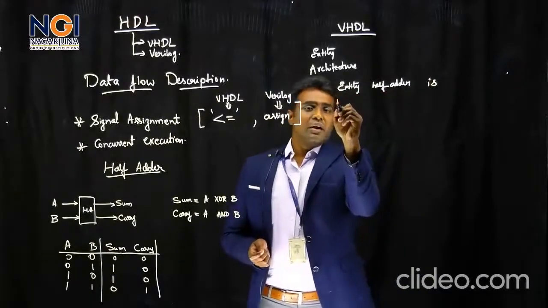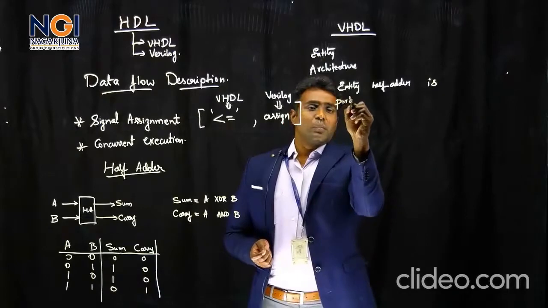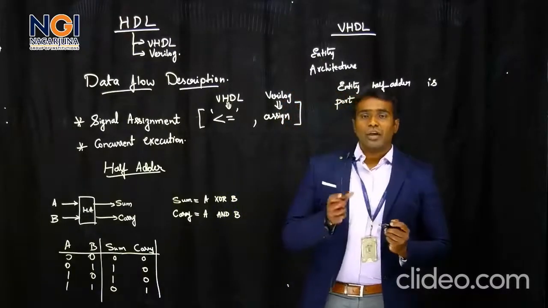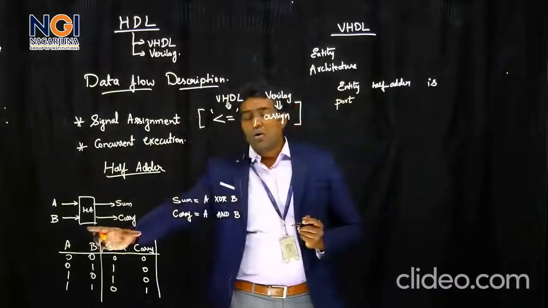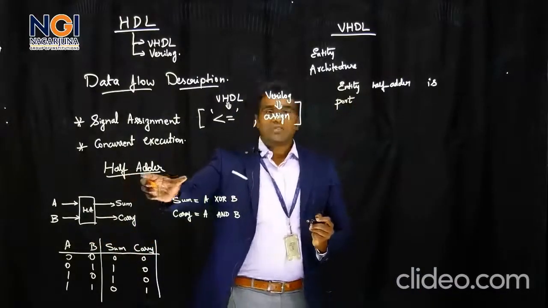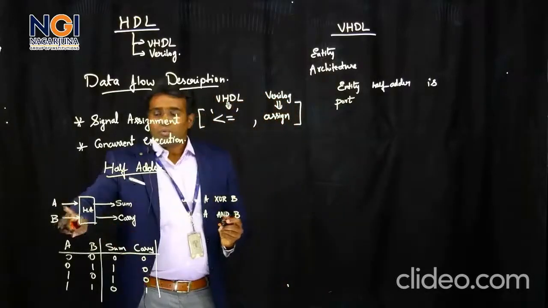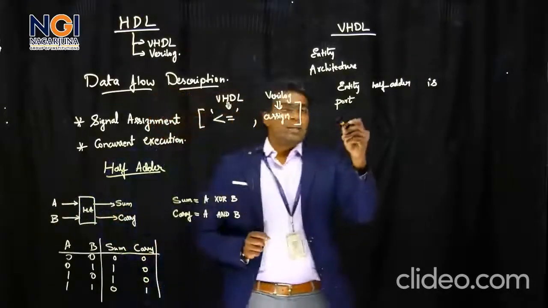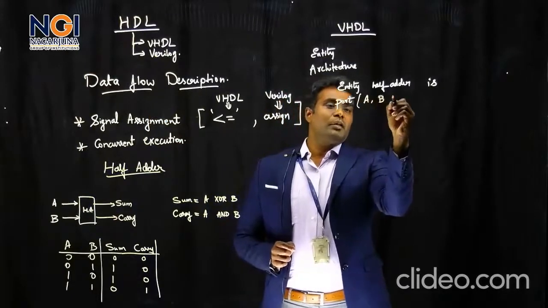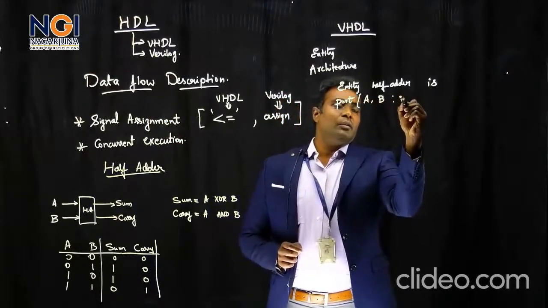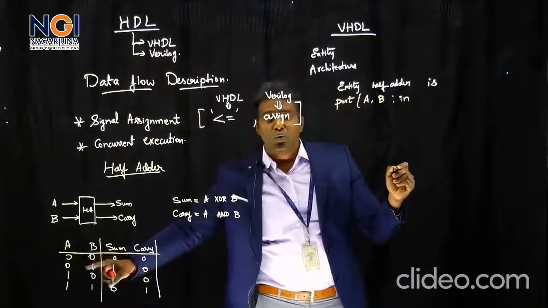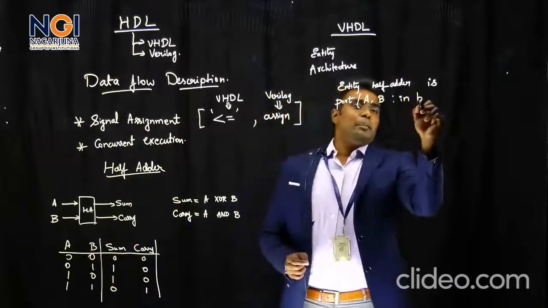The second part of your entity is to write the port. This port is again a predefined word, used to write all your inputs and outputs of the system. So for the half adder, as we discussed, we require two inputs and two outputs. So I'll be naming them as A, comma B. Both are input ports, type is in, and the data I'm following here is 0, 1, so we'll be using bit.